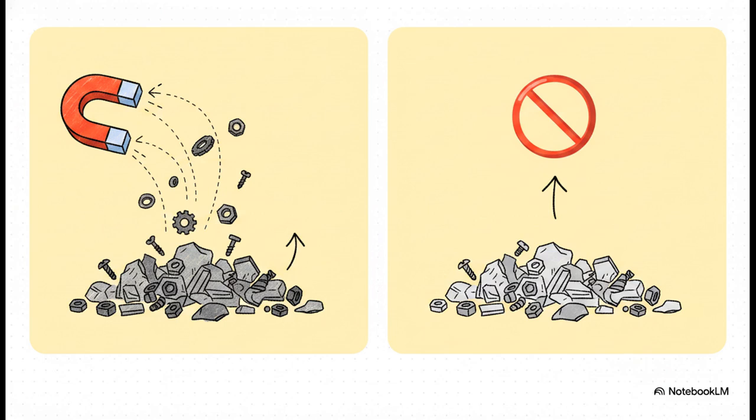You use the physical property of magnetism. Steel is magnetic, so it's attracted to a magnet. Aluminum, not magnetic at all. So just pass a strong magnet over the pile and boom, separating them becomes incredibly simple and orderly.